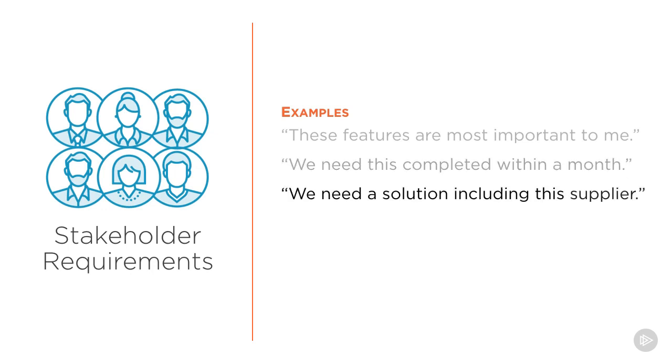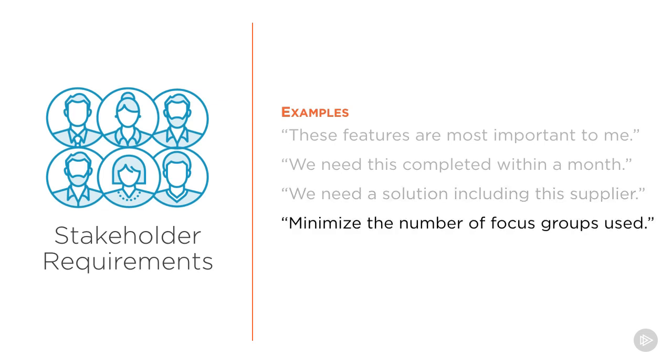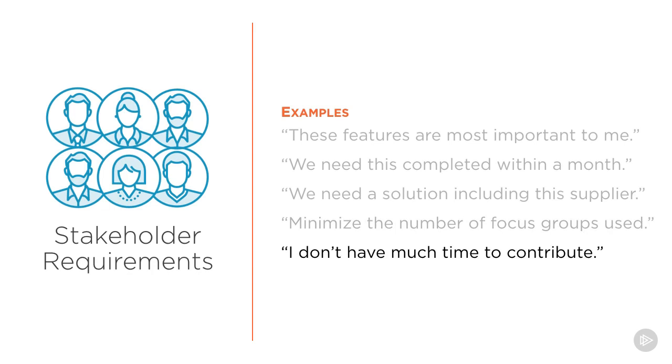We need the solution that includes this supplier due to a contract or because we simply prefer to work with them. Minimize the number of focus groups used, someone might say, if they want to make sure that time isn't spent in group settings and that instead we can focus more on getting information one-on-one so as to not require entire teams to have downtime for elicitation purposes. Or, I don't have much time to contribute, says a stakeholder who might not want to get terribly involved and probably isn't too invested in the overall outcome, perhaps even resistant to any action taking place.